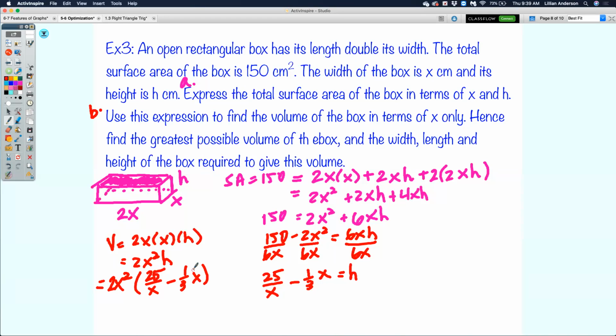Now we're going to distribute and multiply. 25 times 2 is 50. So it'll be 50x squared over x. How does that simplify? 50x. Just a 50x. And then when I multiply 2x squared by a negative 1/3 x, that's going to turn into what?